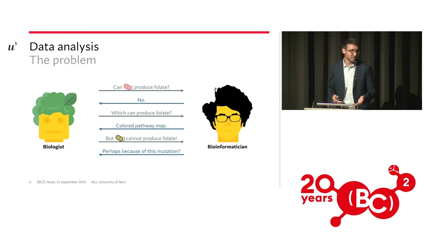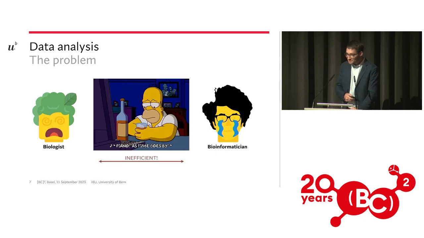And the bioinformatician then maybe compares the relevant genes and maybe finds a mutation that correlates with the phenotype. And then you might think that both of them are really happy because they learned something and they came to a result. However, this exchange might have been very frustrating for both of them. For the biologist, because each of these simple questions may have taken hours or even days to get an answer for. And for the bioinformatician, it might have been really tedious and boring work.